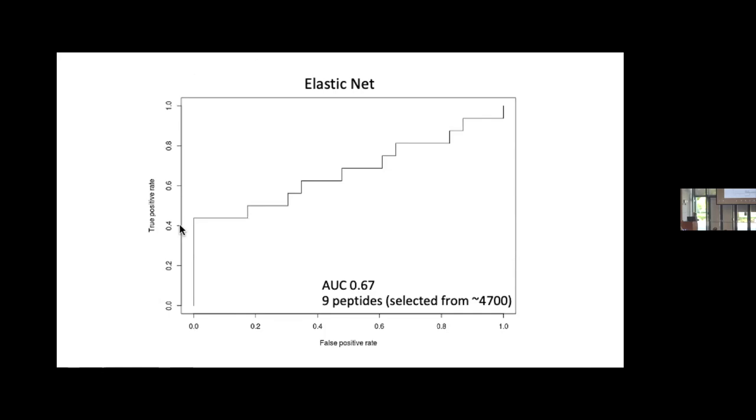But the thing that I want to emphasize is that I was able to narrow down from an initial set of 4,700 peptides to just 9. And this is really using a very small data set. Usually for machine learning, you're using a much larger data set. This is with a training sample set of 91.